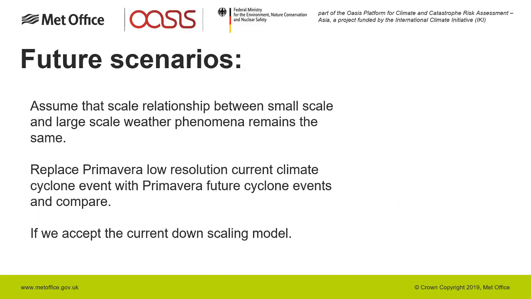Assume that the scale relationship between small-scale and large-scale weather phenomena remains the same between the beginning of the century and maybe the end of the century. In that case, we could replace the Primavera low-resolution current climate cyclone events with Primavera future cyclone events and compare, if we accept the current downscaling model.